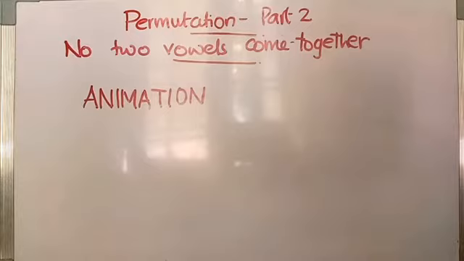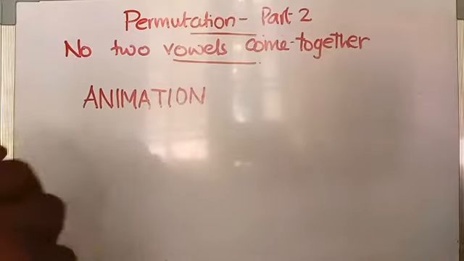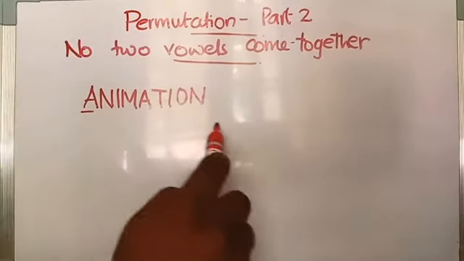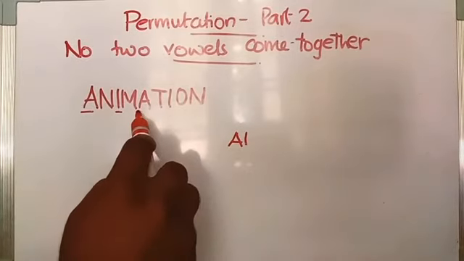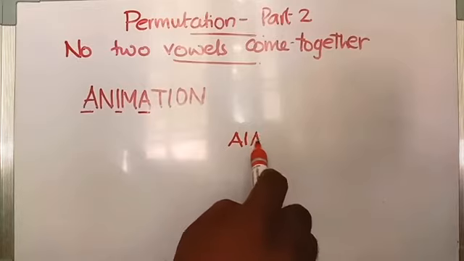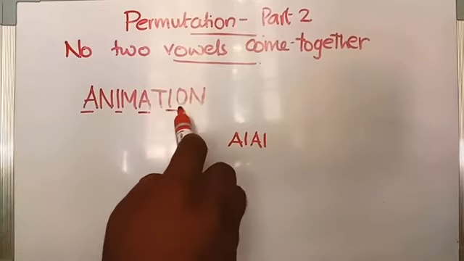For that, let's identify the vowels. Which are the vowels we have? A, I, A, I, O.